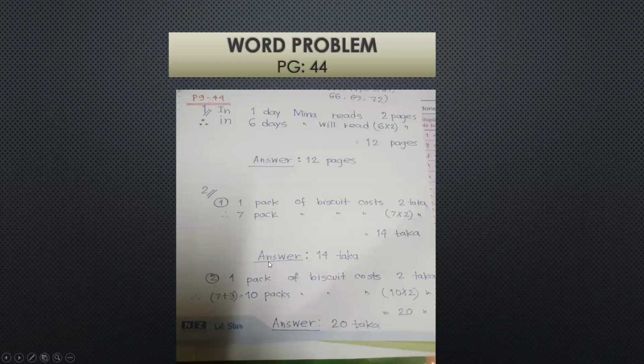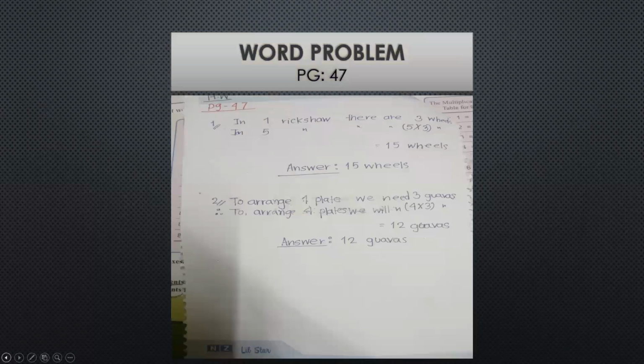Number two: if he adds 3 more packets of biscuits, how many taka would it cost? He already bought 7 packets and I want to add 3 packets. So the total is 10 packs. If one packet costs 2 taka, the cost of 10 packets is 20. You obviously do multiplication here.